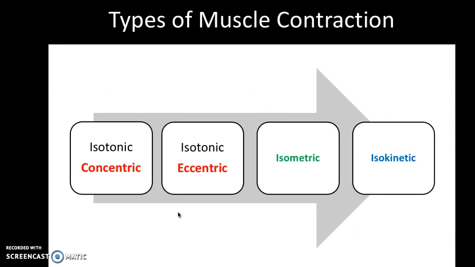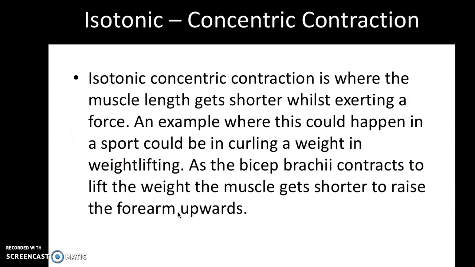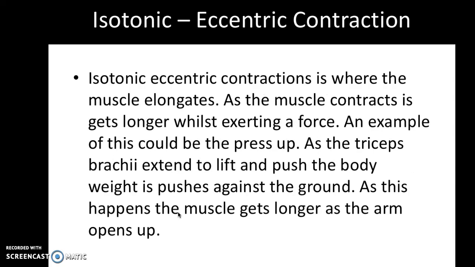Now, next are the different types of muscular contractions. There are two types of isotonic contractions, eccentric and concentric. Concentric contraction is where the muscle length gets shorter whilst exerting a force. An example where this could happen in a sport could be curling a weight in weightlifting. As the biceps brachii contracts to lift the weight, the muscle gets shorter to raise the forearm upwards.